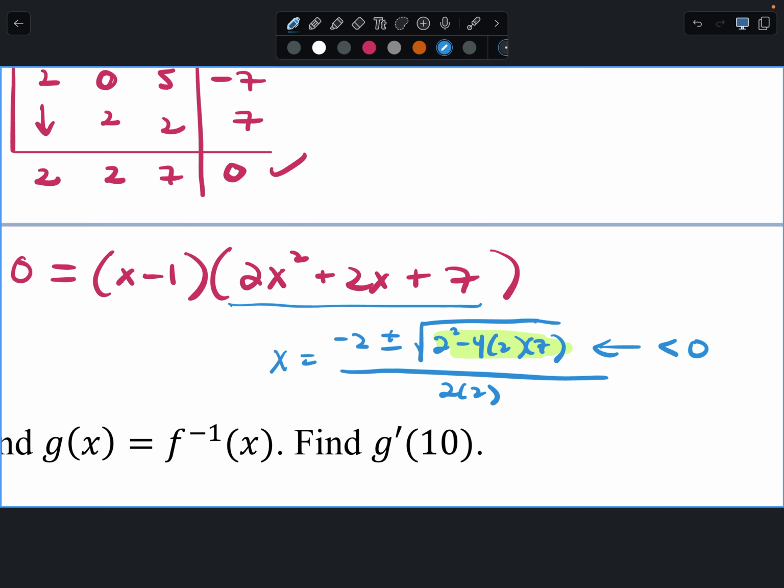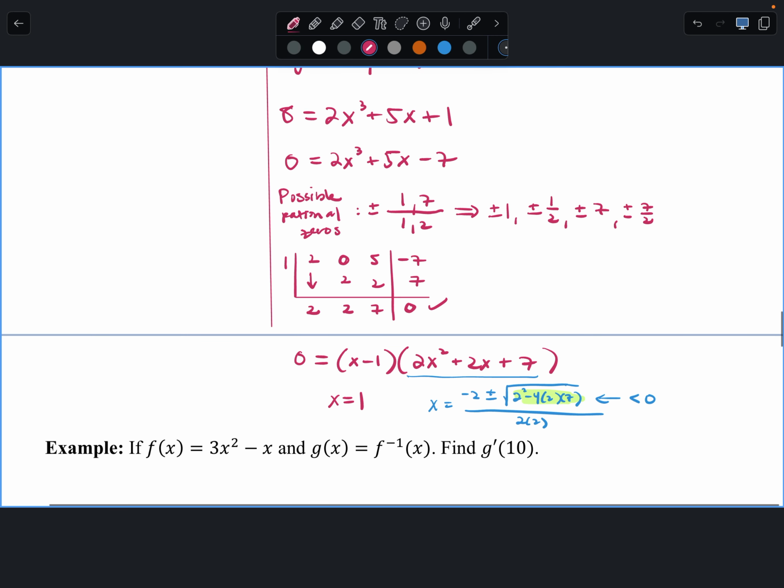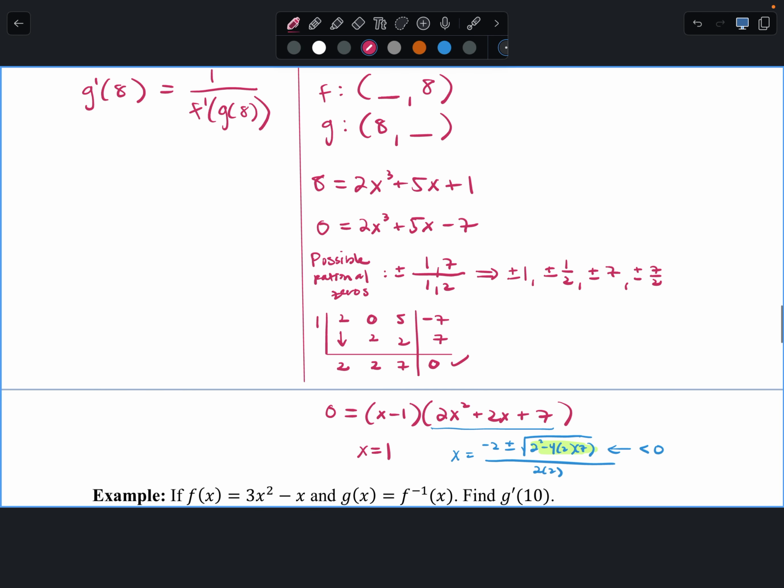So therefore, we can't factor that any further over the real numbers. The only real solution to this equation will be x equals 1, which makes sense. That means that g of 8 is equal to 1, right? Well, actually, first we found that f would have the point (1, 8), which means (8, 1) is on g.